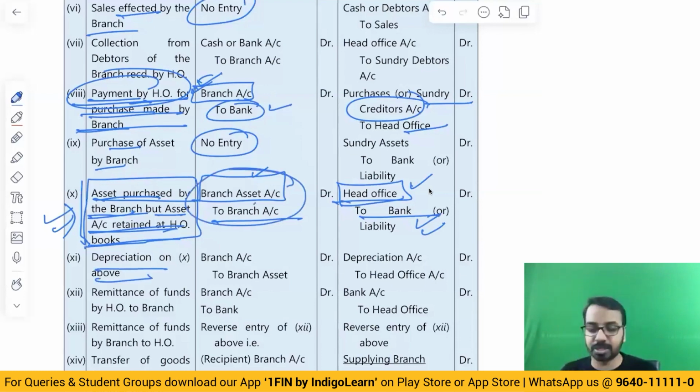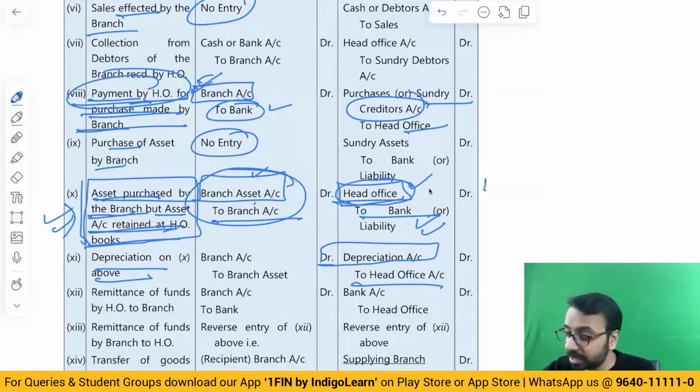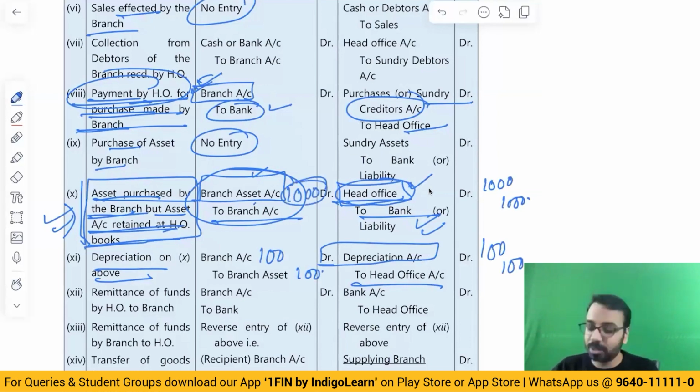Depreciation on this asset purchased is an expense. Expense for whom? For the branch. So the branch will say depreciation account debit to head office. Why to head office? Because I have transferred the asset to head office, and now I'm recovering some amount from head office. Let us say the asset is 1,000 and depreciation is 100: depreciation 100 to head office 100. Here branch account 100 to branch asset 100. Branch asset 1,000 minus 100 will be recorded at 900.